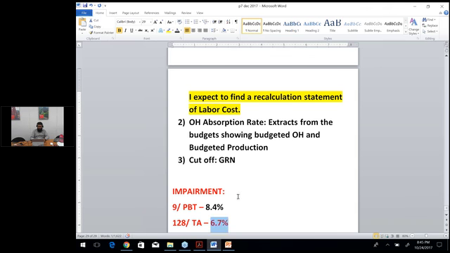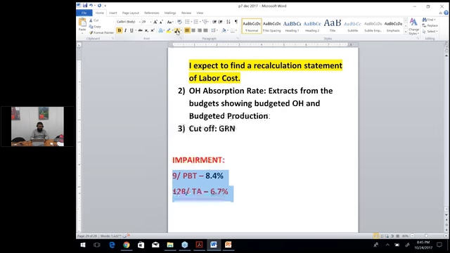Now if you see, we are getting a percentage of approximately 8.4%, then it is a material item. We are getting a percentage of 6.7%. This is also a material item. So the impairment loss recognized in the P&L is material. At the same time, the assets are also material items. They are 6.7% of the total assets. So these are material items.